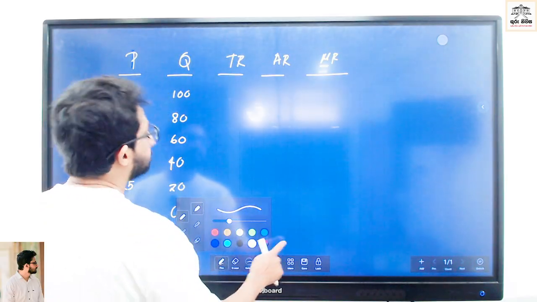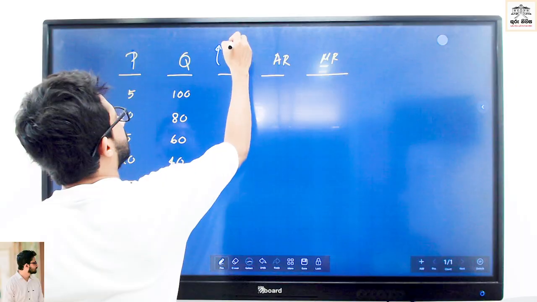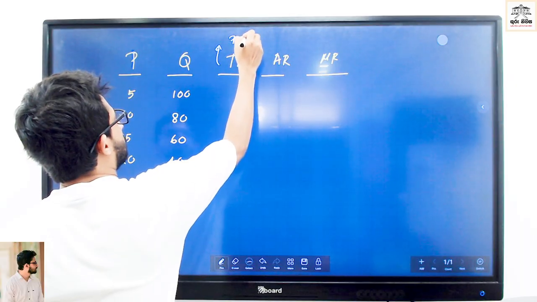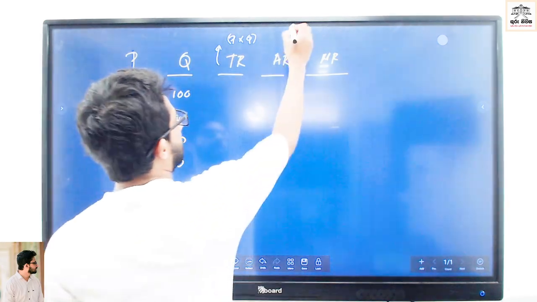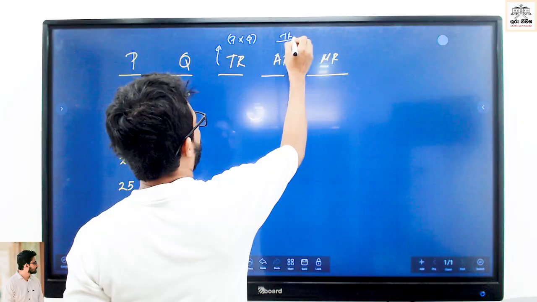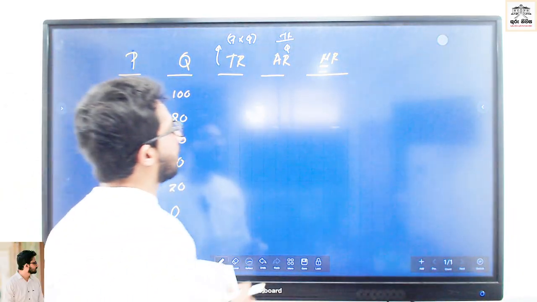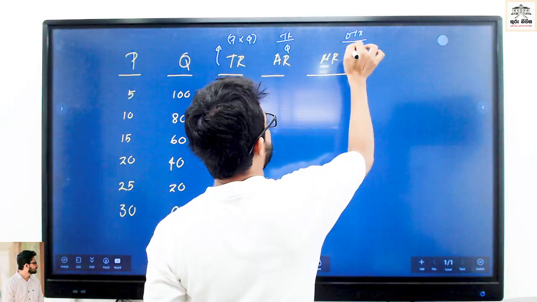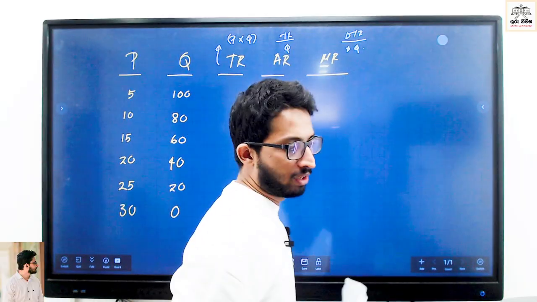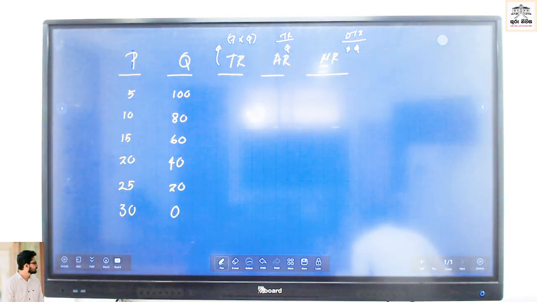Total revenue equals price into quantity. Very good. Average revenue equals total revenue over quantity. Marginal revenue equals change in TR over change in quantity. I'll give you 5 minutes to complete the other columns for TR, AR, and MR.